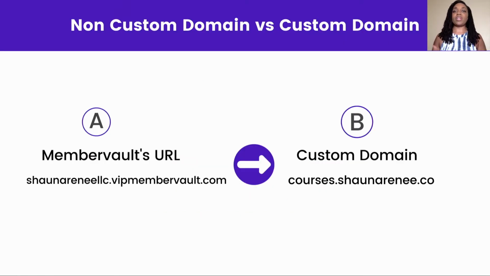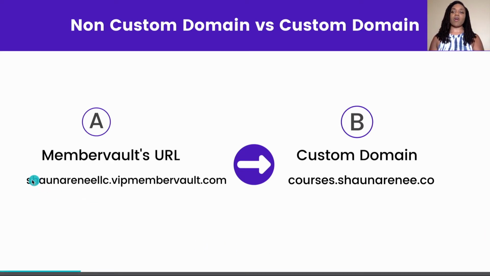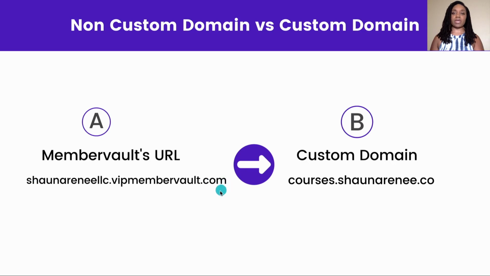Here is an example of a non-custom domain and a custom domain. So when I signed up for Membervault, this was the URL that was given to me. If I wanted people to get access to my courses on Membervault, then this is the link that they would go to. Now, if I were to share this with my audience, say I'm talking about it on Instagram and I didn't have the swipe up feature, I would have to say, go to shaunarenee.llc.vipmembervault.com. Now, who's going to remember that? Nobody. People may not be familiar with Membervault to even remember this web. I still forget what it is.